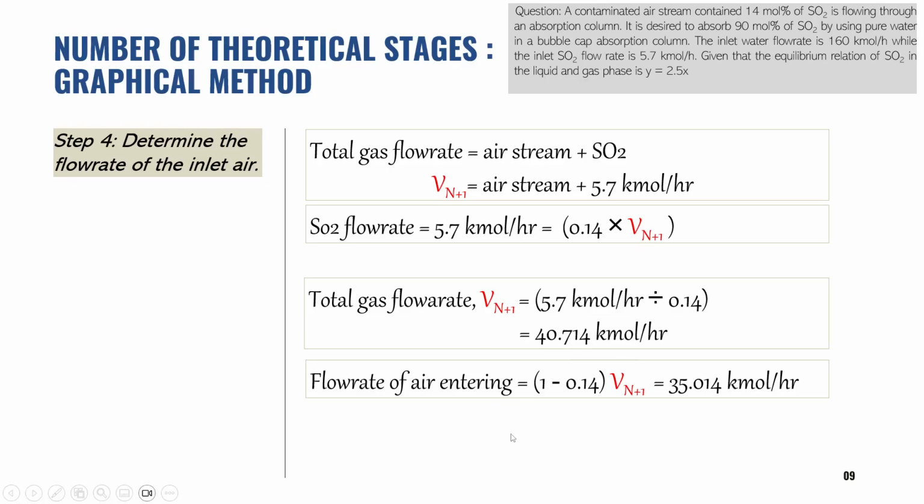Therefore, the flow rate of air only entering the system is 1 minus 0.14, because 0.14 is the SO2. So the mole fraction of air entering the system at the bottom of the column is 1 minus 0.14, which is 0.86, times 40.714, which gives us 35.14 kmol per hour.